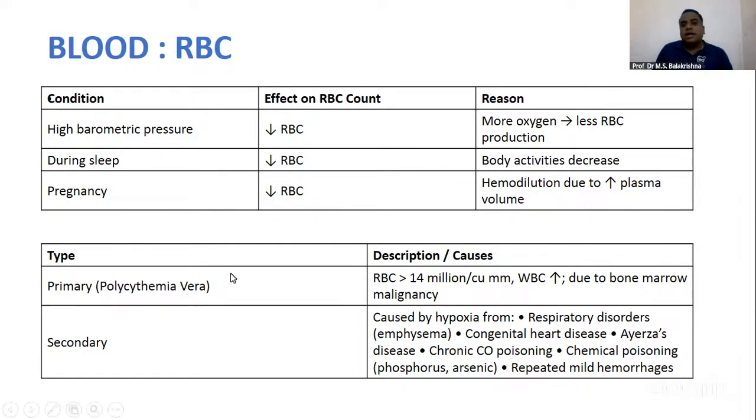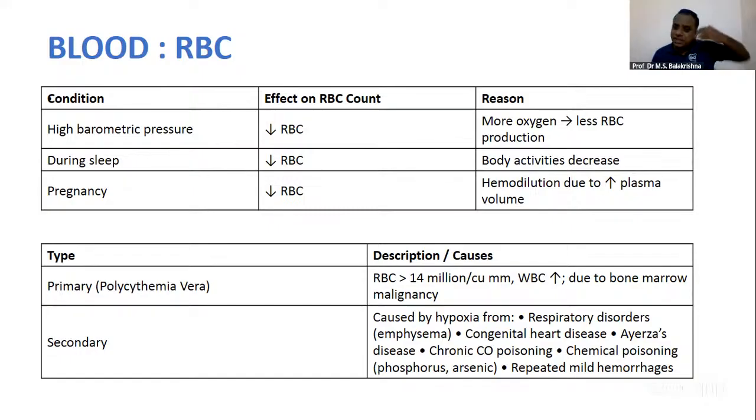Okay. Now the types of this condition, RBC. There are two types, primary and secondary. I am talking about the increase. The primary increase is called polycythemia vera, where the RBC count is greater than 14 million per cubic millimeter of blood. Generally, it is 5 million per cubic millimeter of blood for males, and for females it is 4.5. But here you see a condition where it is 14 due to bone marrow malignancy. That condition is called polycythemia vera.